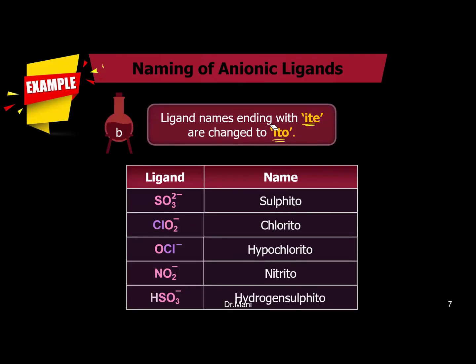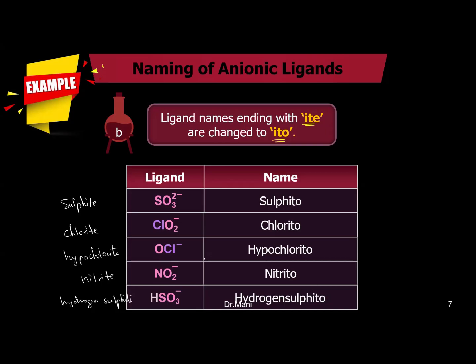If the ligand name within the anionic ligands ends with ITE, then it should change to ITO. So E is changed to O. So sulfite, sulfito; chlorite, chlorito; hypochlorite, hypochlorito; nitrite, nitrito; hydrogen sulfite has changed to hydrogen sulfito. Is that clear? So this is sulfite, this is chlorite, this is hypochlorite, this is nitrite, this is hydrogen sulfite.